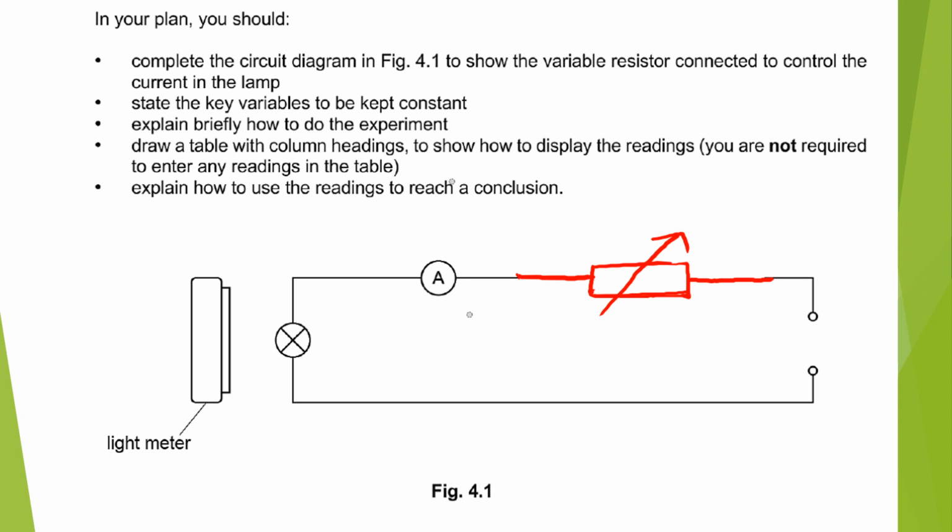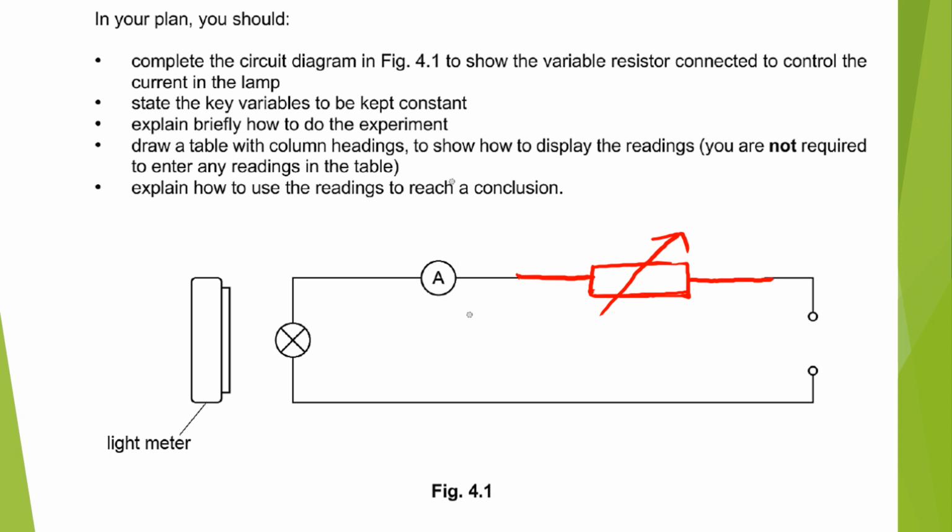Question number 2. State the key variables to be kept constant. If you observe the question carefully, these are the variables kept constant throughout the experiment. What we can change is the amount of resistance. By changing the resistance, the current can be changed, but what we cannot change is the type of lamp, which should be kept constant. And the distance between the light meter and the lamp also should be kept constant. So those two come under the key variables.